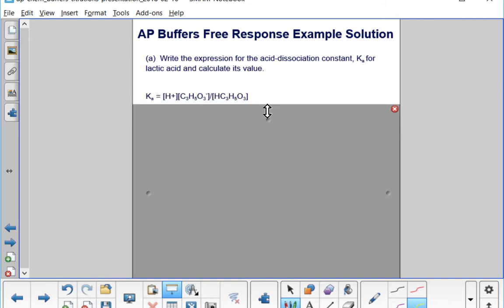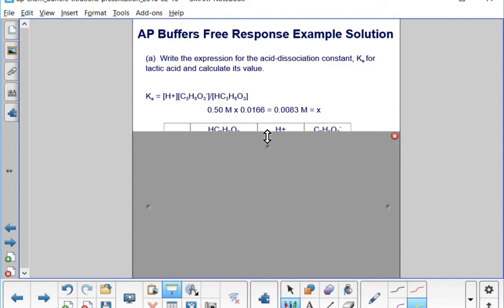Well, here's the Ka expression. Concentration of H+, concentration of lactate, that's the concentration of the products, divided by the concentration of the lactic acid or the reactant. Now, we're given the original concentration, 0.5 molar, of the acid, and we need to find the concentration of H+ and lactate. We can do that because we're told that the acid is 1.66% dissociated. So we know how much of the acid has dissociated and therefore how much of it has become product.